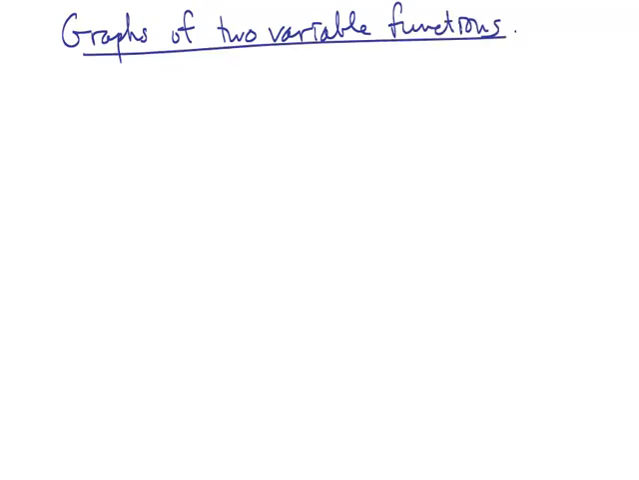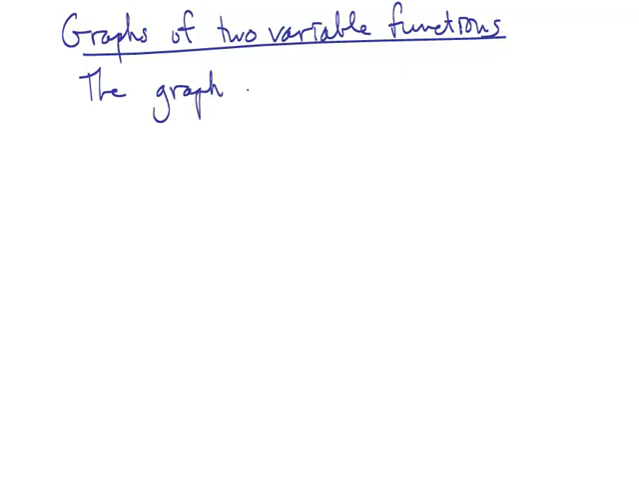So let's turn our attention to that. We know how to graph single variable functions. When we take a single variable function and draw the graph, we usually get a curve or something in 2 dimensions. So the graph of a two variable function is going to be something in 3 dimensions. So let's take a look here.